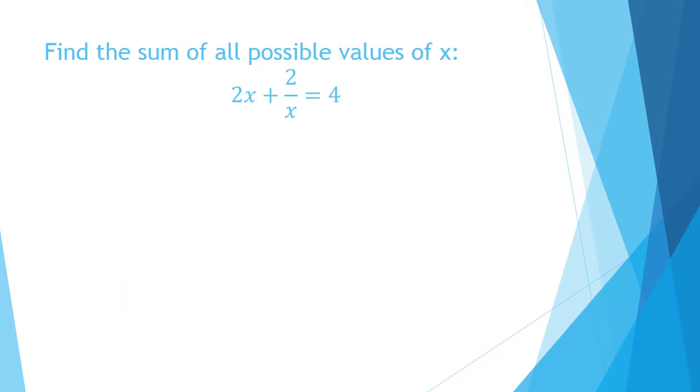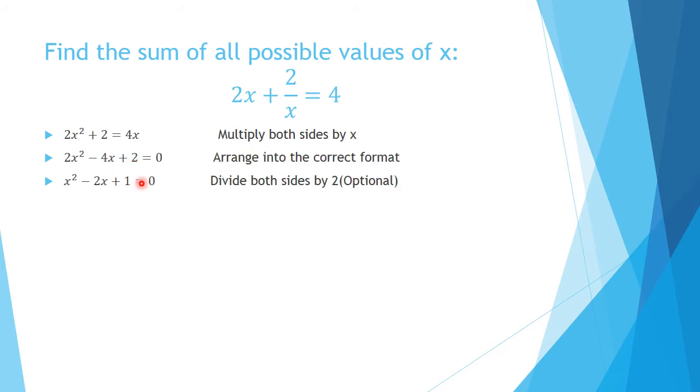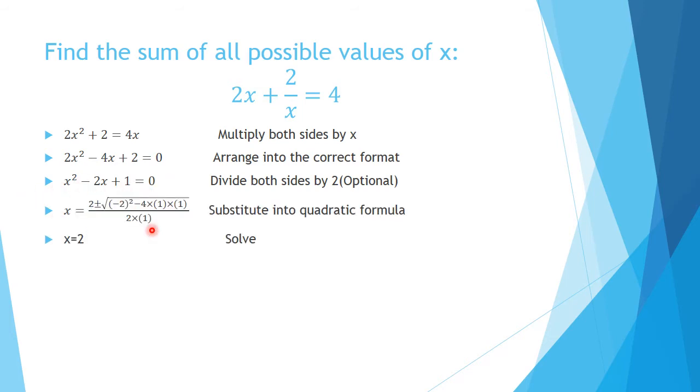Find the sum of all possible values of x. So 2x plus 2 over x is equal to 4. Right now, this isn't in the form of a quadratic because the highest exponent is 1. But it's not linear either because the exponent of this is negative 1. So what we do is multiply the entire equation by x, and we get 2x squared plus 2 is equal to 4x. So now this is a quadratic. We arrange it in the correct format, we simplify it, though this is optional, you don't have to, and we put it in the quadratic formula and we solve.